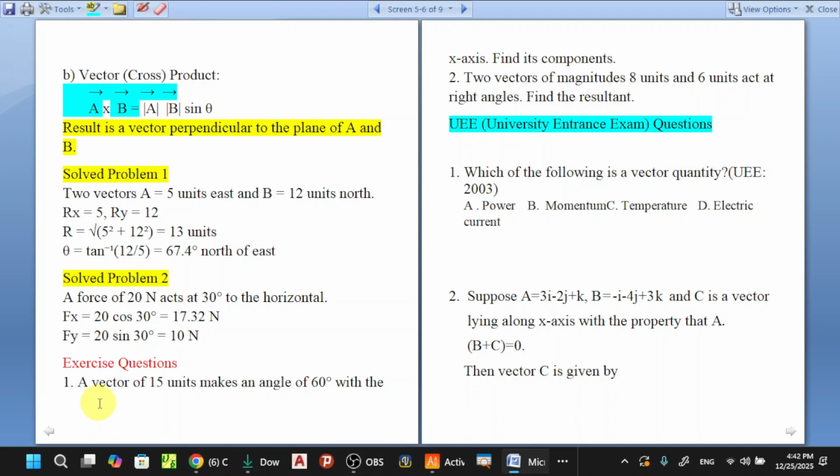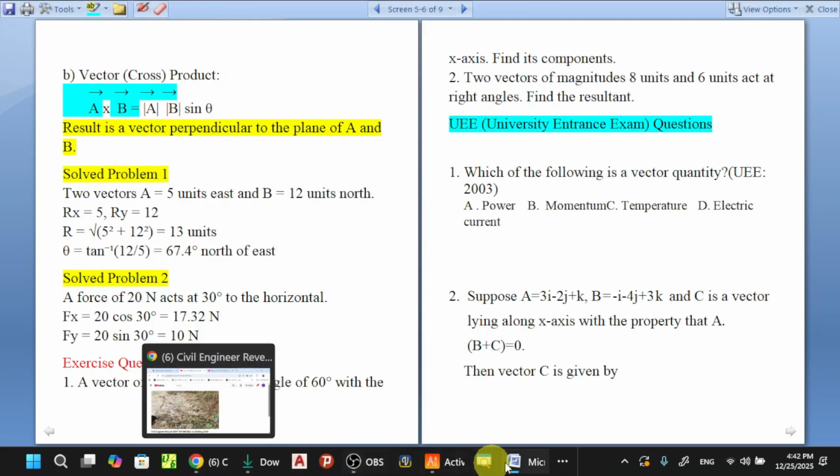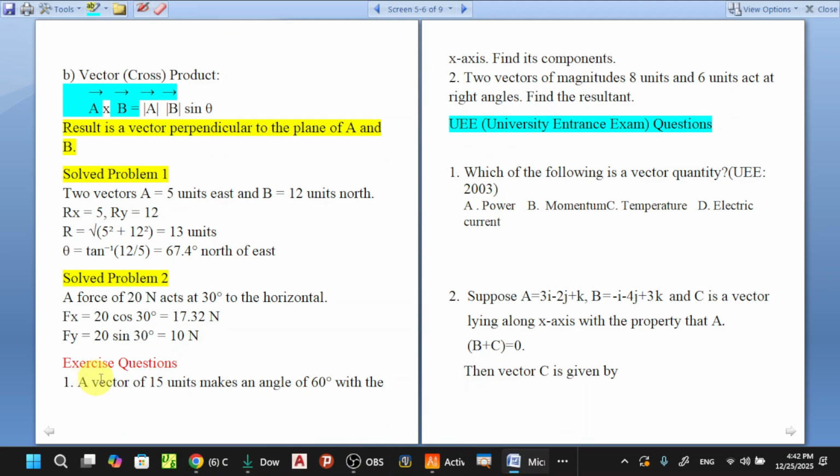Another exercise question is given here. A vector of 50 units, its magnitude is 15, makes an angle of 60 degrees with the x-axis, that's the horizontal. Find its components. So we work with the previous formula. Two vectors of magnitudes 8 units and 6 units act at right angle. Find the resultant. So it is like the Pythagorean theorem. 8 and 6 are along the vertical and horizontal. So 8 squared plus 6 squared under the radical, the x and y components.